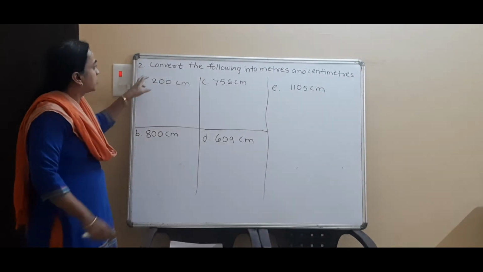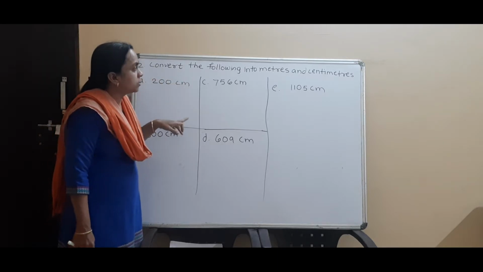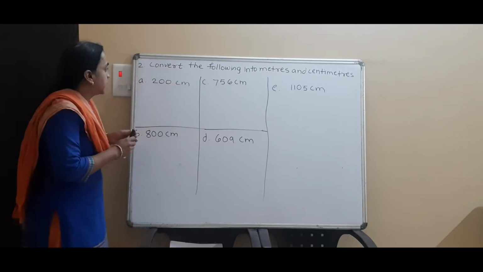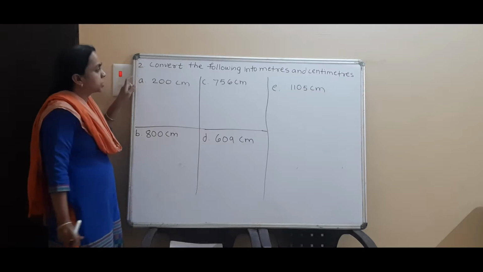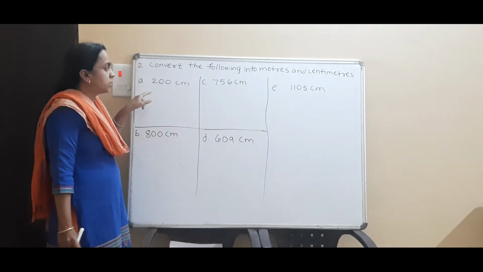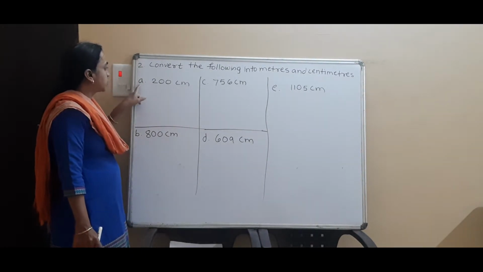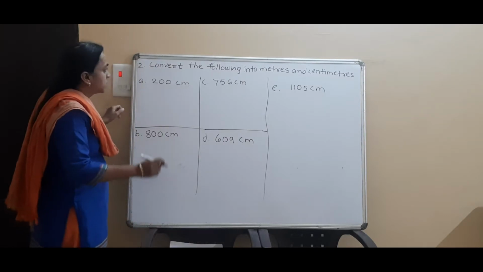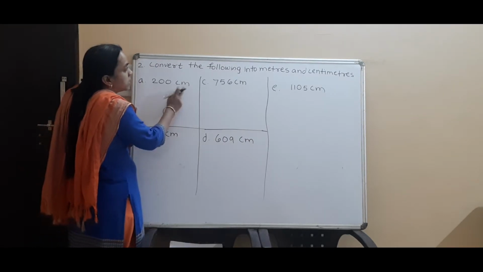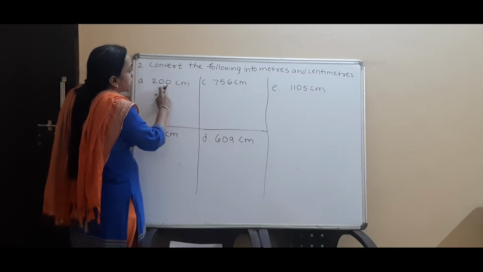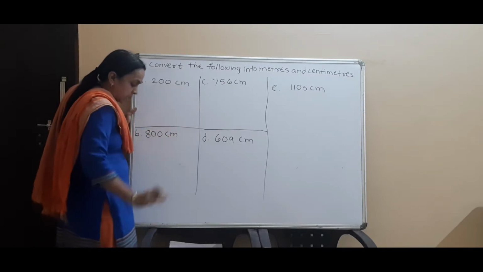Now see second question. Convert the following into meters and centimeters. So first question is what? This question also you have to write down in your notebook. So first question is 200 centimeter. So we have to convert this centimeter into meter and centimeter.